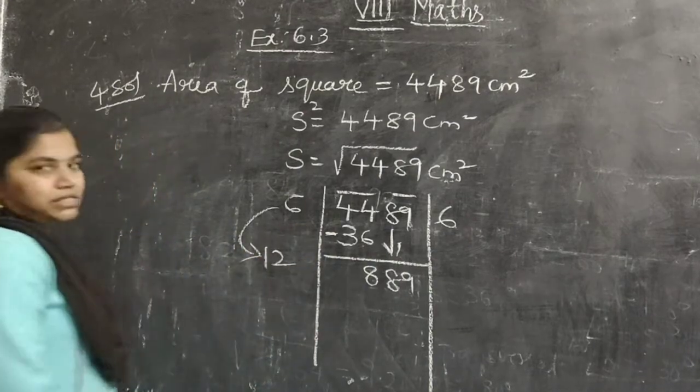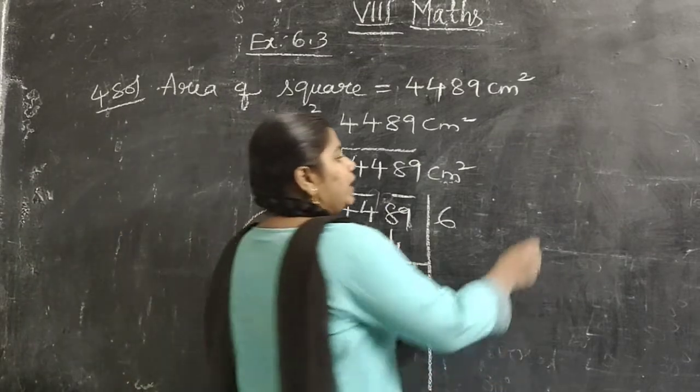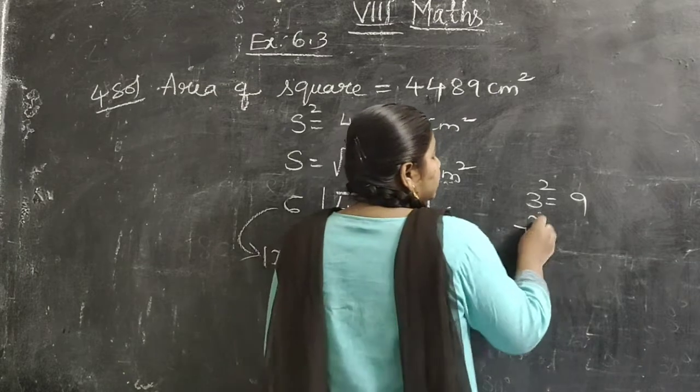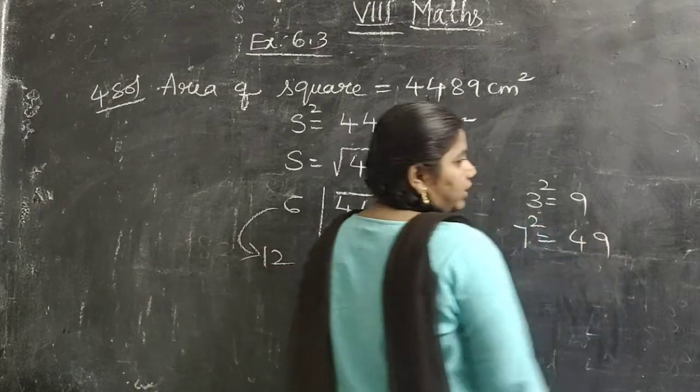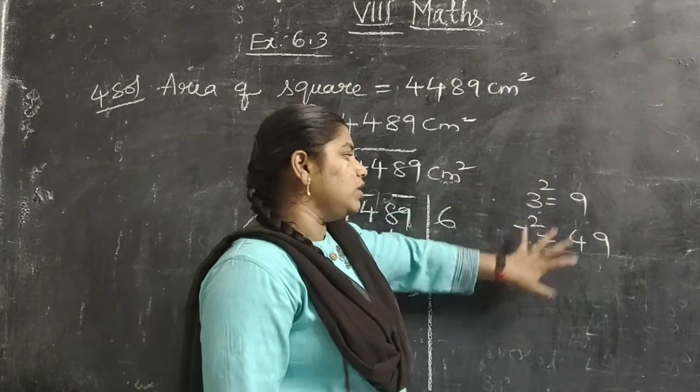What is the double of 6? 12. What is the last digit here? 9. So that means the answer will lie between 3 square, that is equal to 9, and also 7 square, that is equal to 49. So the answer will be in this way only, that is 3 square or 7 square.